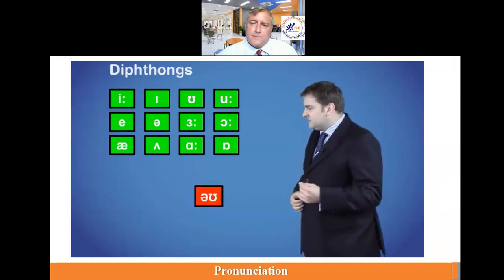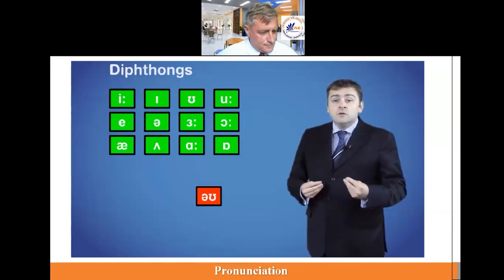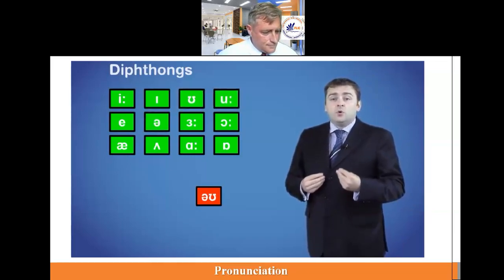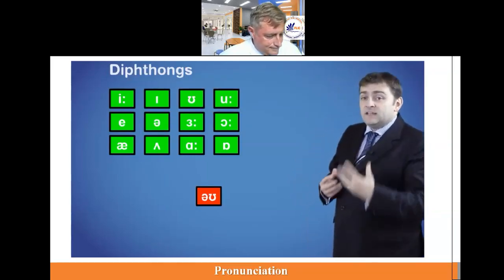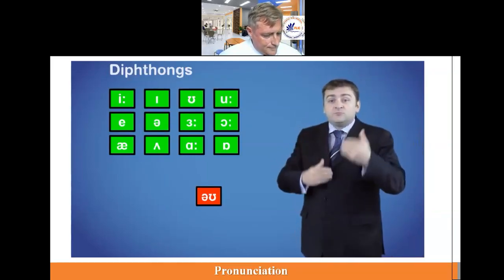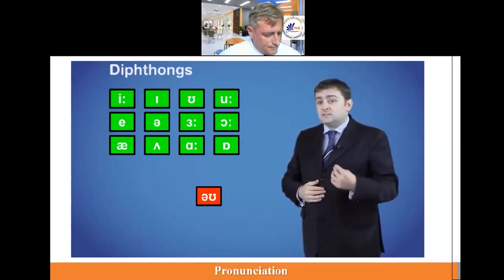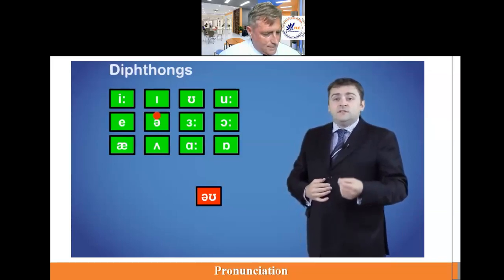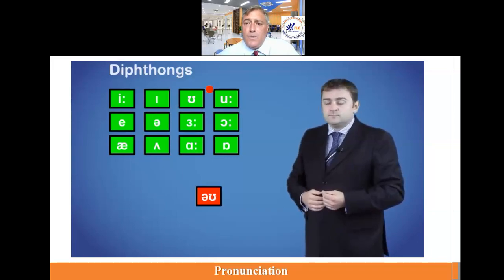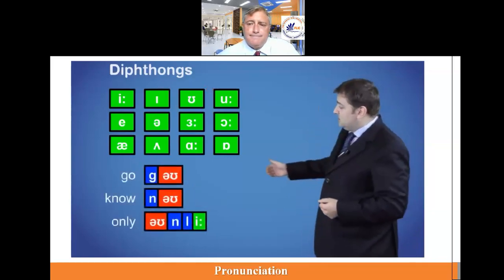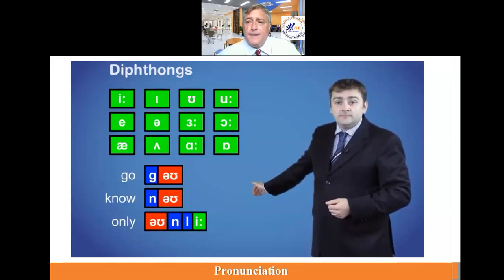The next sound is O. This is a combination of U and U or U. The main difference here is the shape of the lips, rounding a little as we say the sound. O. Starting on the U and finishing on the U or U. As in the words go, no, and only.